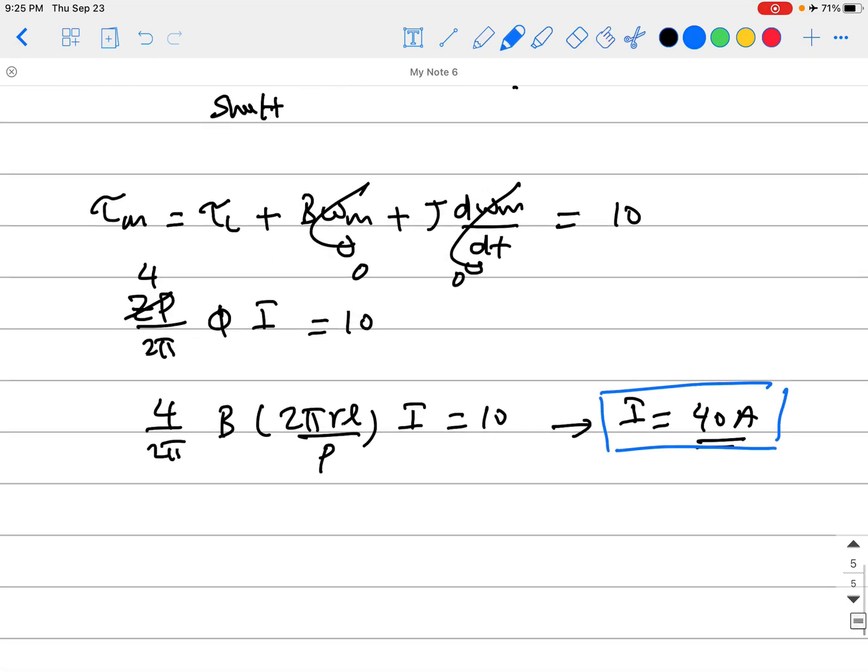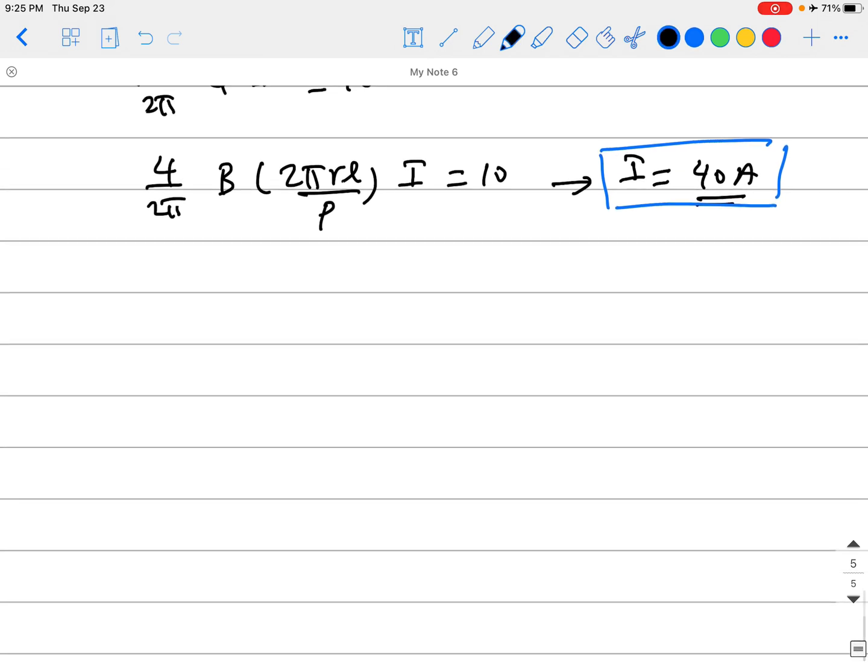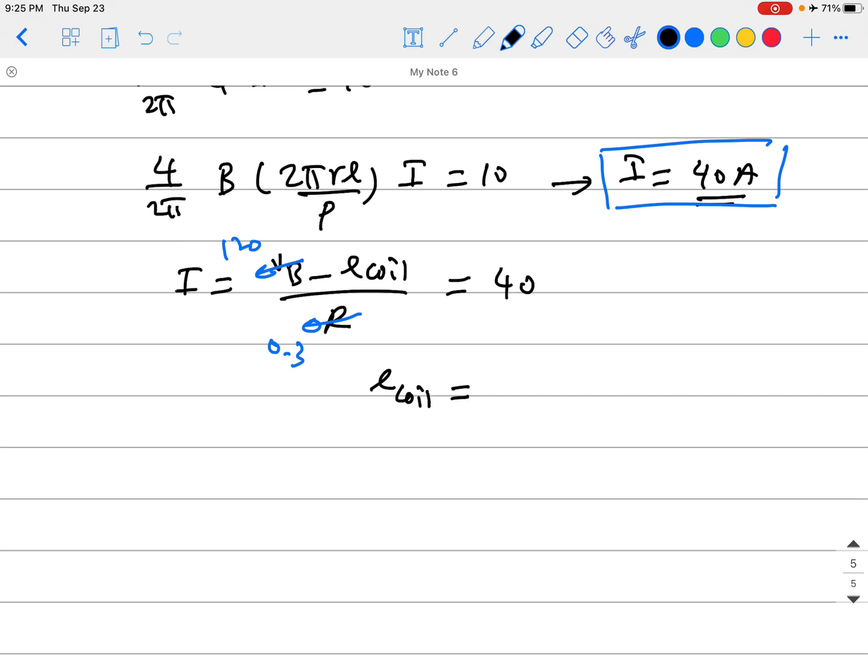But we want to find the speed. How to find the speed? Easily from the induced voltage equation. Here you have a current. You know this current equals VB minus E coil, the induced voltage, over R. And this equals the current value, 40 amps we just found. And you know VB equals 120, R equals 0.3. So you can calculate E from here easily. E coil will equal 108 volts.